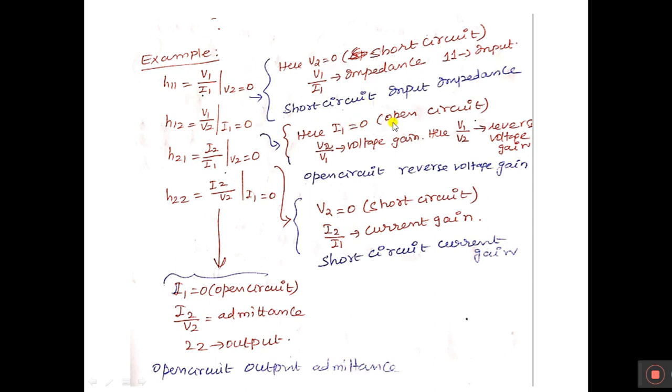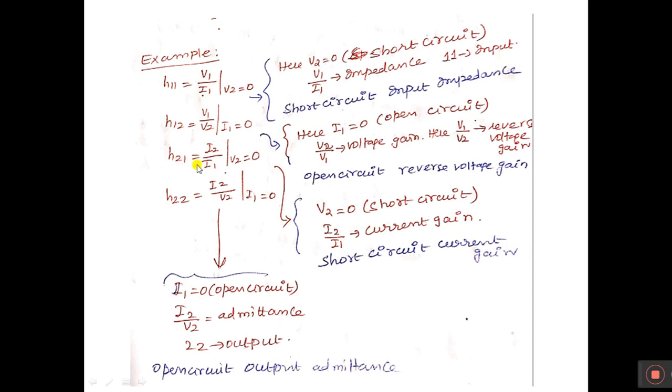H12, that is V1 by V2 whenever I1 equal to 0. I equal to 0 means open circuit. V2 by V1 means voltage gain, but here we have V1 by V2, which is the reverse. So we can say reverse voltage gain. In total, we can name H12 as open circuit reverse voltage gain.